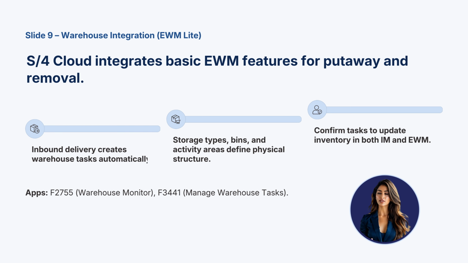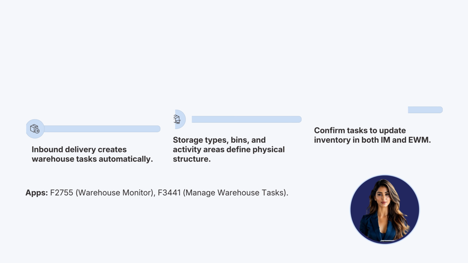Warehouse integration, EWM Lite. The system's integrated EWM Lite manages storage bin-level operations. Inbound deliveries create warehouse tasks automatically for put away. Supervisors confirm tasks to reconcile IM and EWM stock. Apps Warehouse Monitor F2755 and Manage Warehouse Tasks F3441 help visualize workflow and identify bottlenecks. EWM integration questions appear frequently in certification.